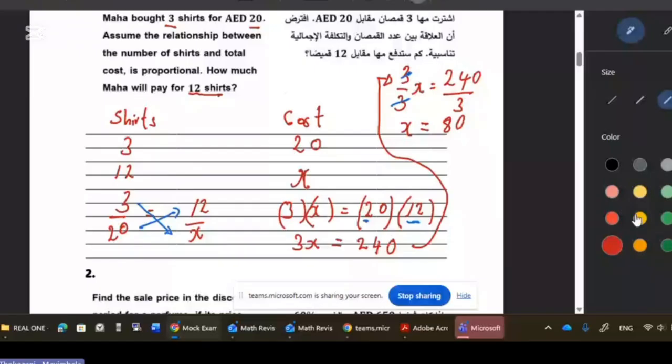So what does this mean? It means that Maha will pay 80 AED for 12 shirts. I hope it makes sense. Okay, let's move on to the next question.